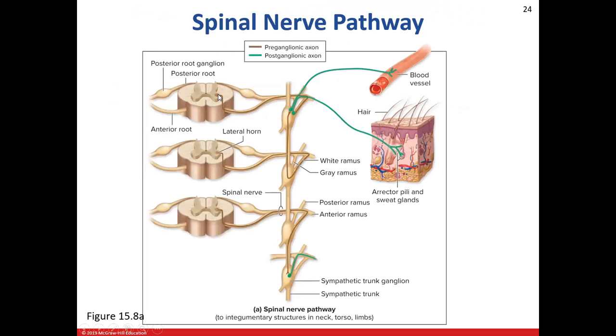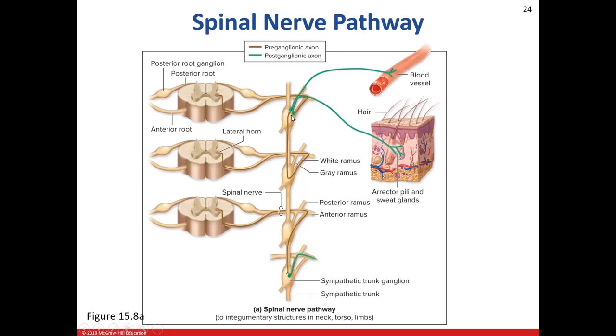Again, we have our lateral horn with our sympathetic nerves. It's going to exit that lateral horn in the areas of T1 to L2. It's going to exit through the ventral or the anterior root, and then it's going to come in and enter through our white ramus. And you'll notice here where the brown neuron is, the preganglionic axon, the white ramus is the farther or the more distal rami.